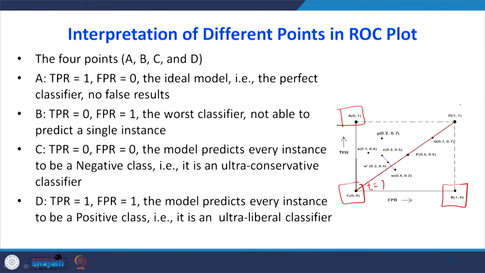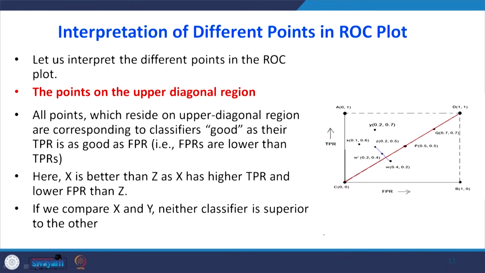The D, this point is true positive rate also 1, false positive rate also 1. The model predicts every instance to be positive class. When you take the threshold value at the extreme left hand side, whoever comes to the pathology laboratory will be told that you have the disease. It is an ultra liberal classifier. The problem comes: how to choose the right ROC value.